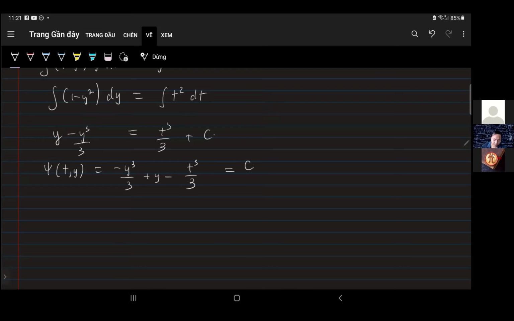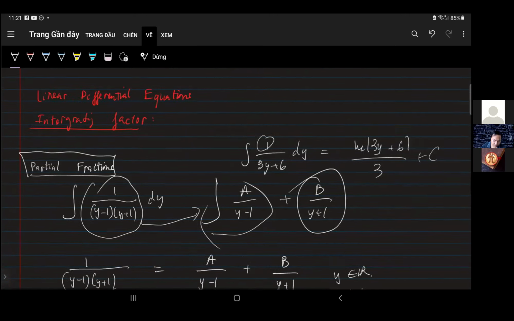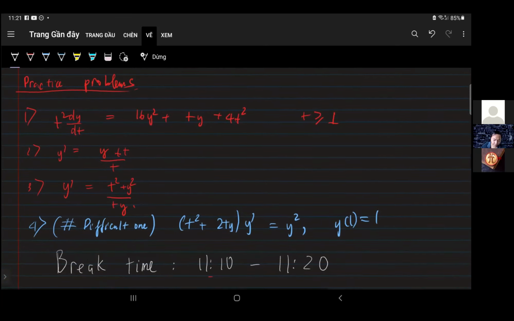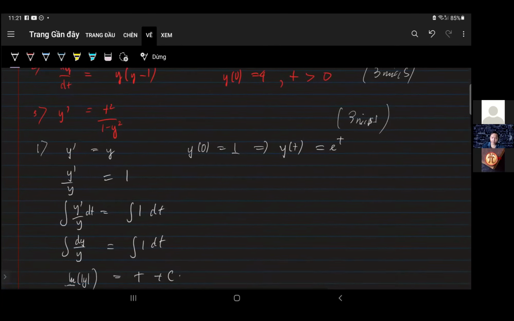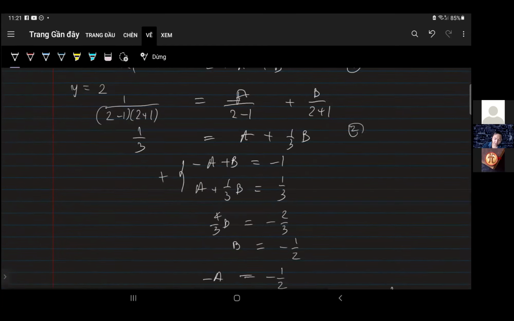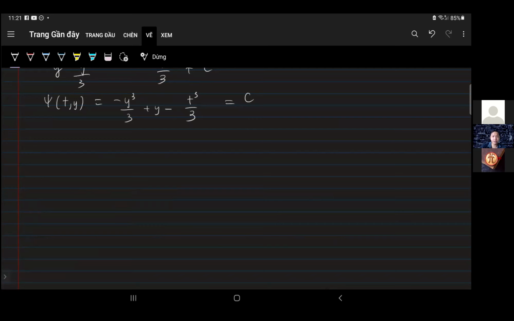Okay, let me double check whether we have the initial condition. We don't, no. We don't have an initial condition, so we don't know what the constant is. It's just a family of solutions. It can be a bunch of solutions. All of the solutions can be written in this form: negative y cubed over 3 plus y minus t cubed over 3 equals c.